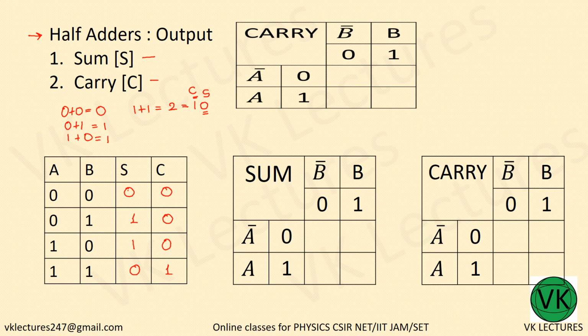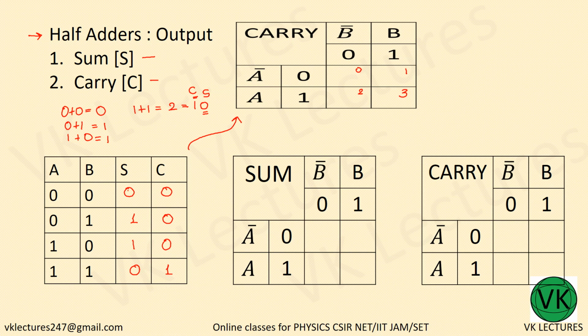Okay, now let us put this into the Karnaugh map. A bar, A, B bar, B. We will just write down what this is: 0 0 is 0, 0 1 is 1, 1 0 is 2, and 1 1 is 3.